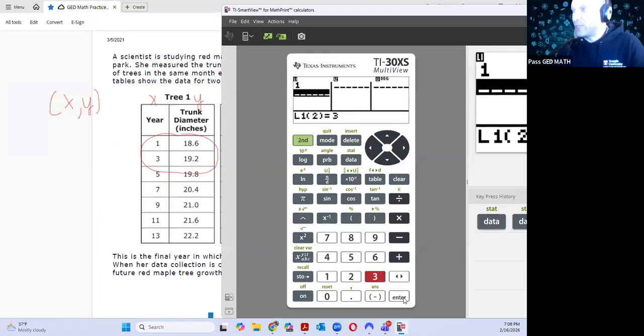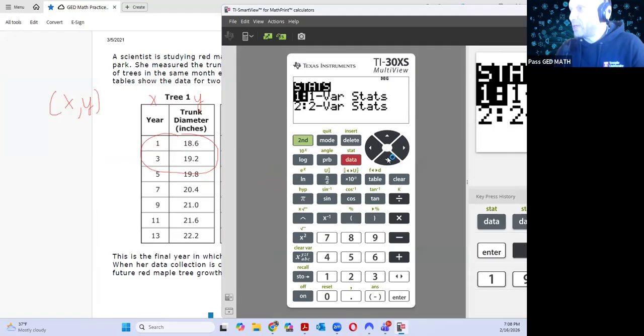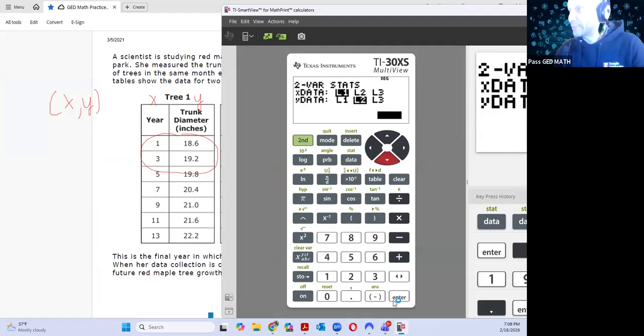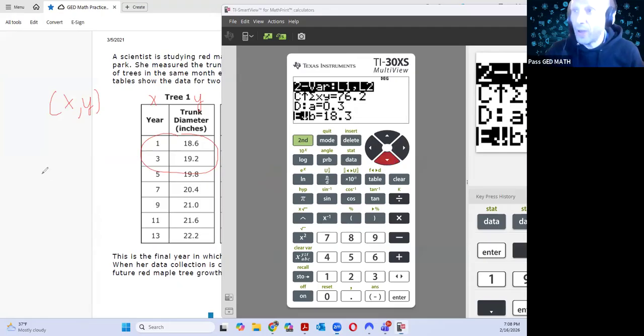1, enter, 3, enter. Right arrow, 18.6, enter. 19.2, enter. Second data, 2 variable calculate. Looking for lowercase a and lowercase b. I got my equation of the line right there. y equals 0.3x plus 18.3.